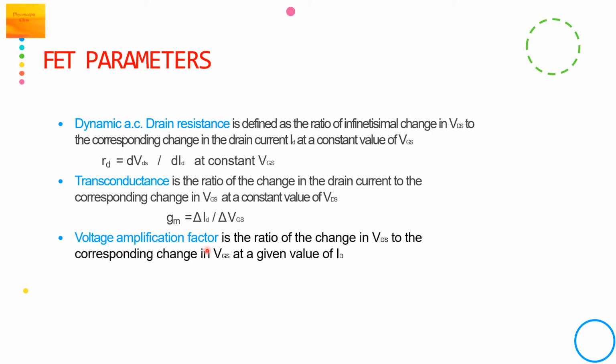Voltage amplification factor. It is the ratio of the change in VDS to the corresponding change in VGS at a given value of ID. Voltage amplification factor is given by mu is equal to delta VDS upon delta VGS at a constant ID.